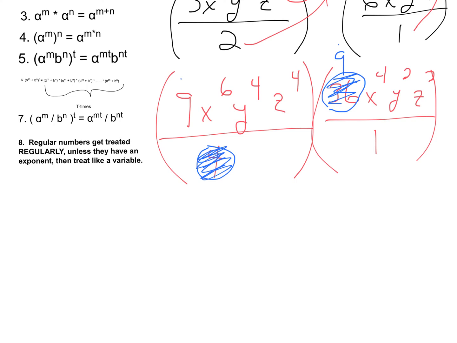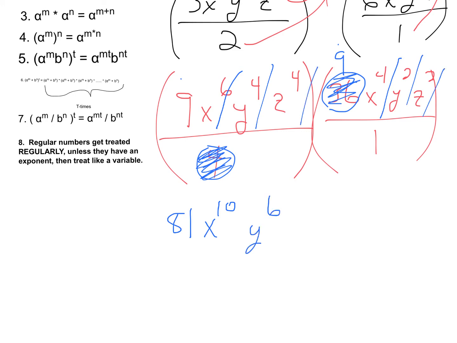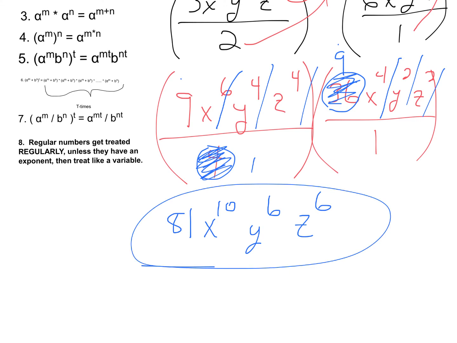So 9 times 9, 81. X to the 6th and x to the 4th is x to the 10th. We're adding. Y to the 4th, y squared is y to the 6th. Z to the 4th and z squared is z to the 6th. And on the bottom, we have 1 and 1, which is just 1. Now again, you can leave it like that, or just realize, since there's 1 in the denominator here, I really don't need that anymore. So you can leave it like that.